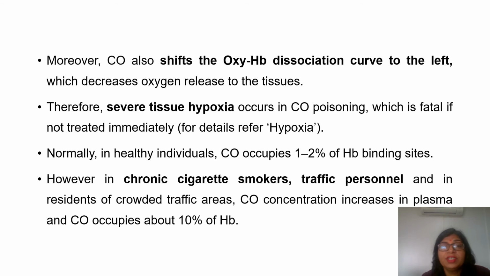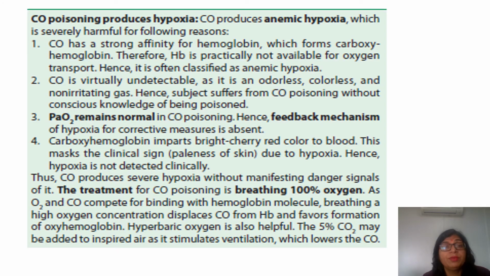Then carbon monoxide shifts the dissociation curve to the left, which impairs oxygen release to the tissues. So severe tissue hypoxia occurs in carbon monoxide poisoning, which is fatal if not treated immediately. Normally in healthy individuals, carbon monoxide occupies 1 to 2% of the hemoglobin binding sites. But in chronic smokers, traffic personnel, etc., those who are exposed to smoke continuously, carbon monoxide concentration increases, and it can occupy 10% of hemoglobin.